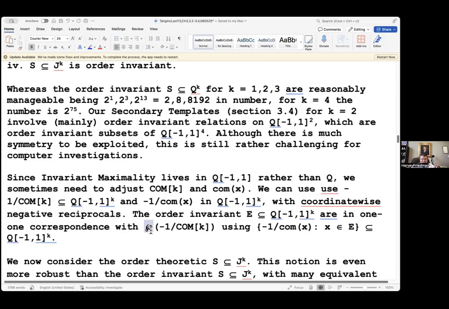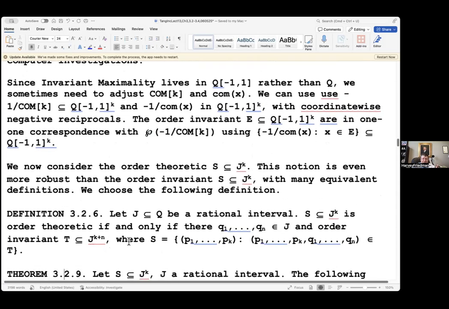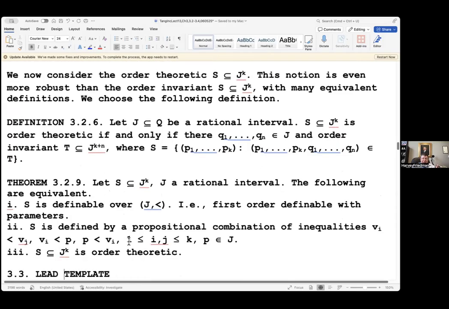Okay, this means the power set, by the way. Now, there's an even more robust notion called order theoretic, and this is with parameters. So an order theoretic subset means there are many equivalent definitions. This is all from this elimination of quantifiers with dense orders.